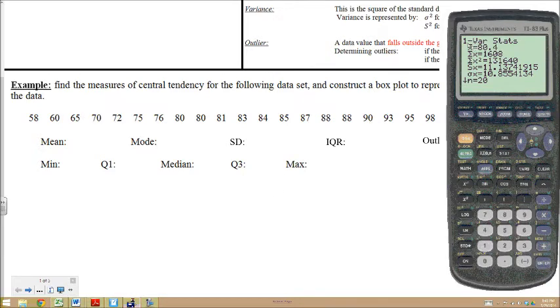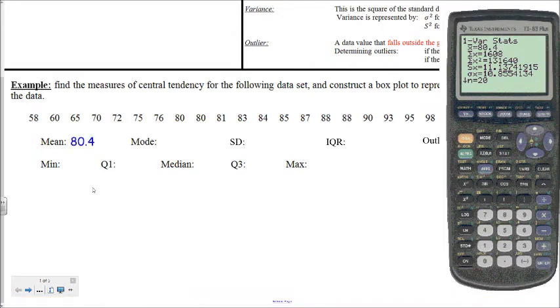So the mean, which is represented by this x with a bar over top, is 80.4. And I have a series of other statistics calculated here. The main one I'm going to get from this first window is the standard deviation, which is abbreviated by this capital S. So that's 11.1. So that's my standard deviation.